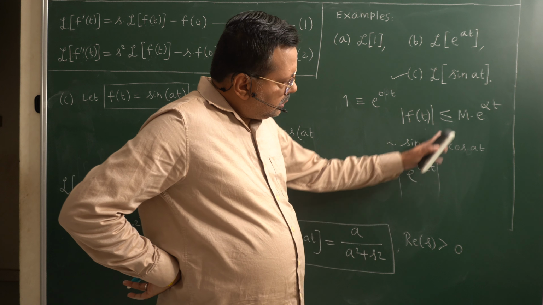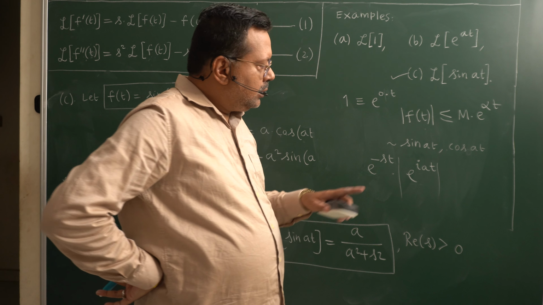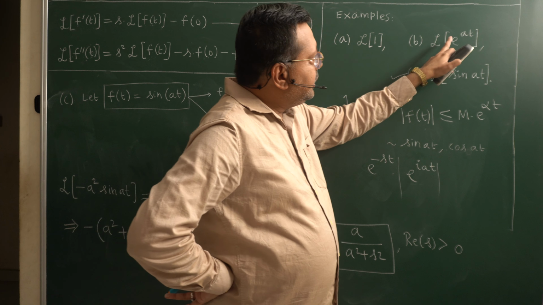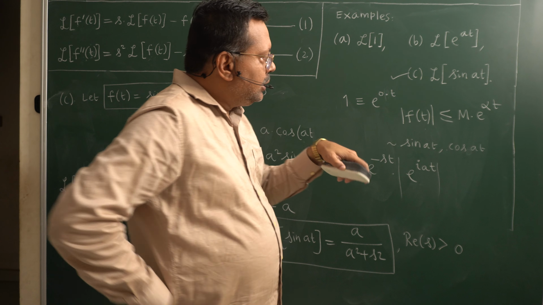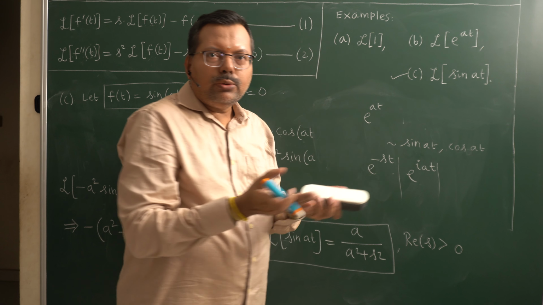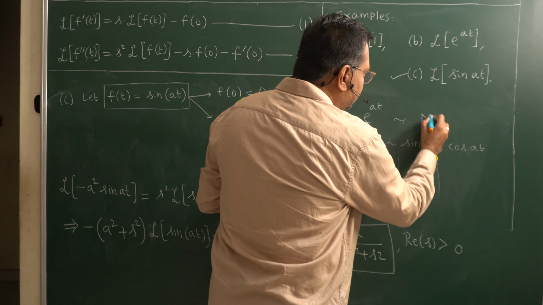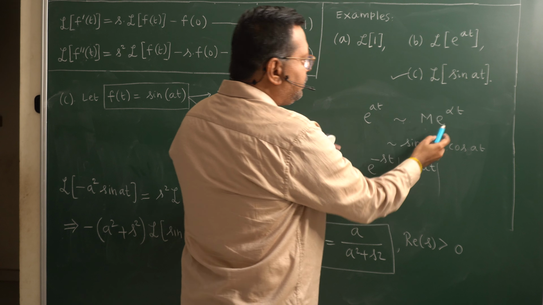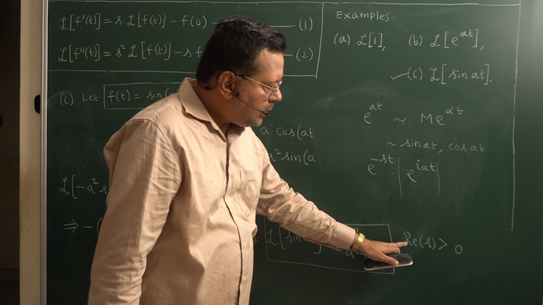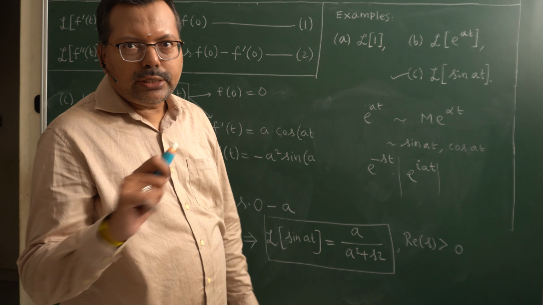So that is how the story goes. You have to be careful, and this is all about understanding the basics, then you can do it. Every time you have to ask the question, how can you write e to the power of at? Here it is already e to the power of something, so there is nothing to write. So you compare this with M into e to the power of alpha t. If you compare, alpha is a. Therefore, since alpha is a, the real part of s should be greater than the real part of a. So straight away you get the answer.